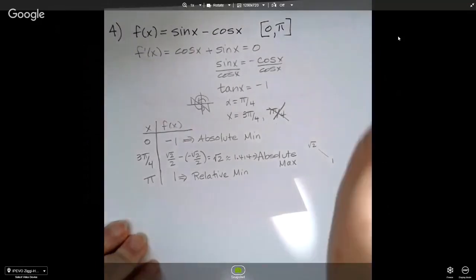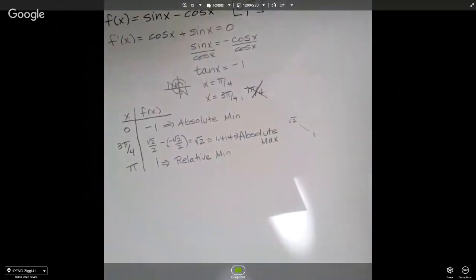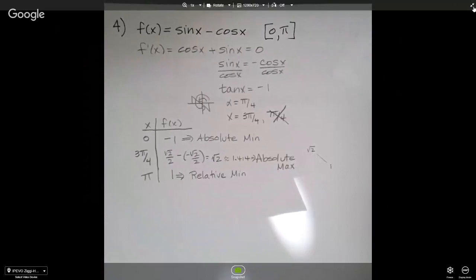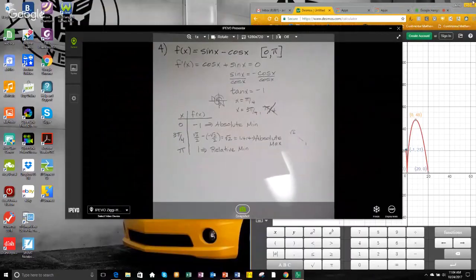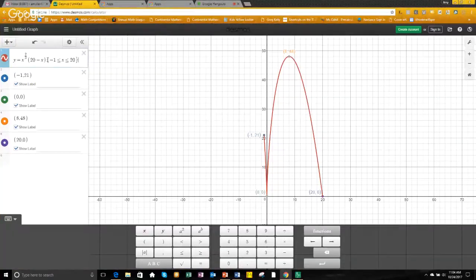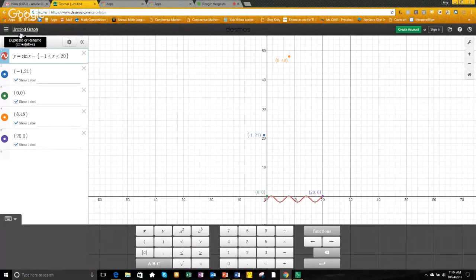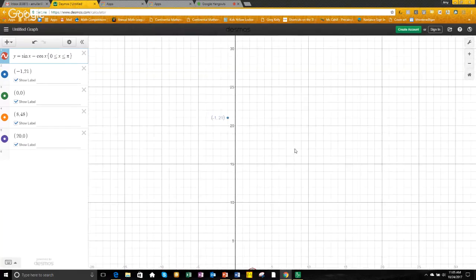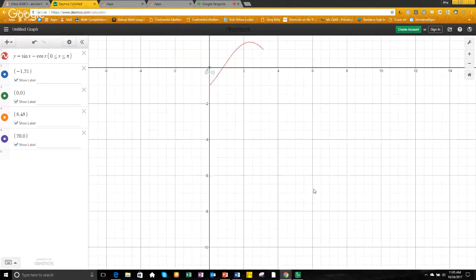All right, so I know you guys feel like you might be a little bit shaky on trig functions. So let's look at this graph because we can with Desmos. And let's make our graph sine x minus cosine x. And we're going to limit our function from 0 to pi. And I can zoom way in now.